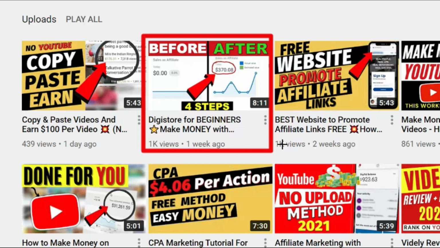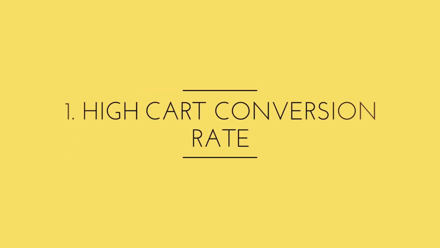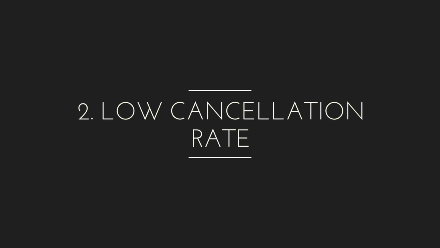The first step is to get the affiliate link of the product that you want to promote with YouTube affiliate marketing. When selecting a product, there are 2 things you need to look for. The first one is that the product must have a high cart conversion rate, which is the number of people that actually buy after visiting the sales page. The second one is a low cancellation rate.